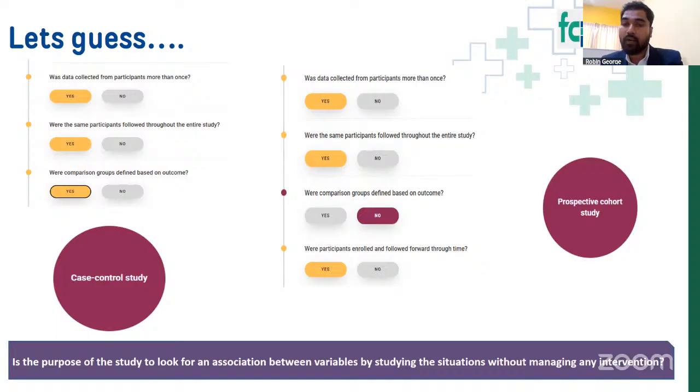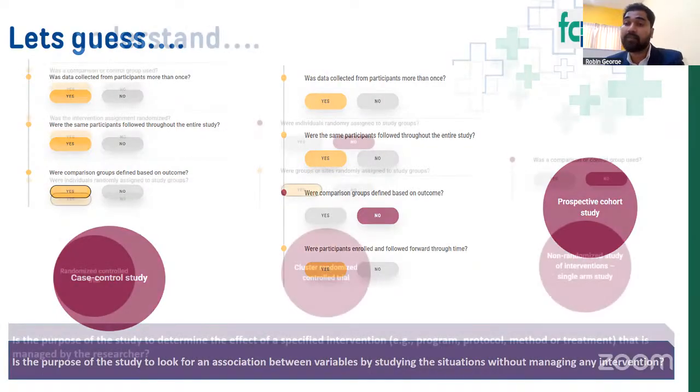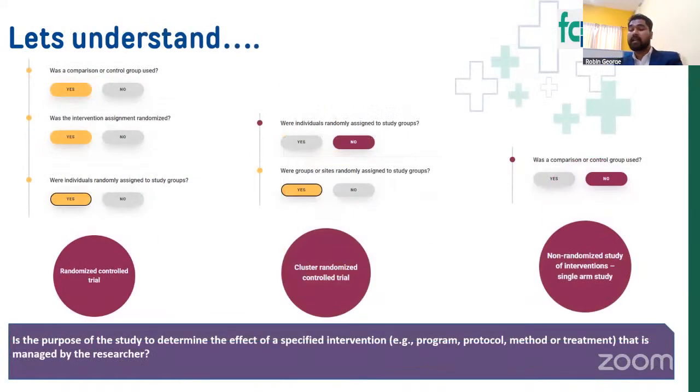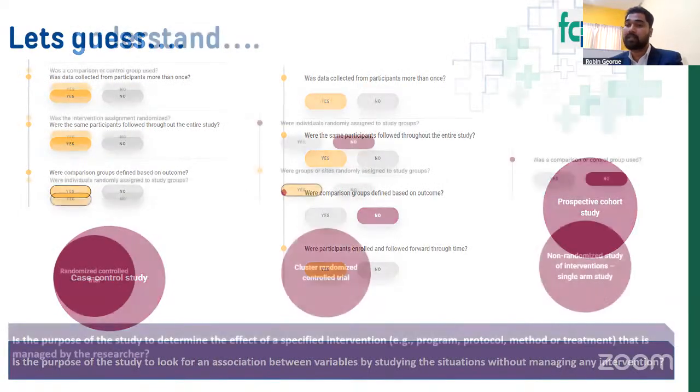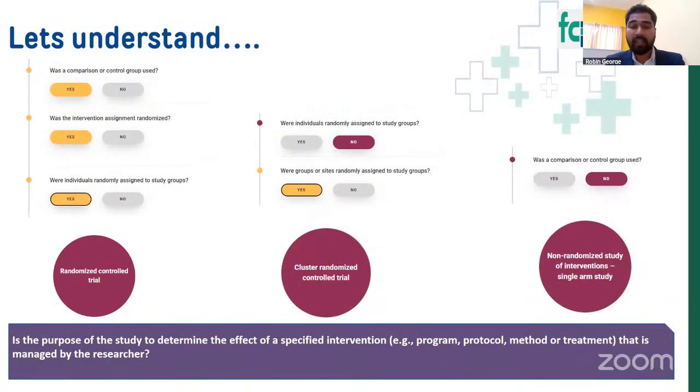Cohort study. So to make an association between two variables, you have to go for case control and cohort studies. Then, if the purpose of the study is to determine the effect of an intervention, I want to say my drug is effective or my policy is effective, then we have to go for randomized control studies.